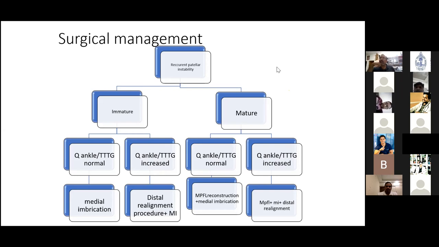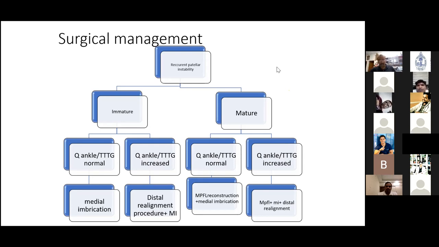Varsha, if the Q angle is more than 20 degrees, you have a patient with recurrent dislocation of the patella. What will you do? We'll medialize the tibial tubercle, sir. Yeah, so you go for a distal realignment procedure, right? So you basically divide it into the proximal realignment procedure and the distal realignment procedure. Once the Q angle is more than 20 degrees, you go for a distal realignment procedure. Usually a Q angle more than 20 means they will have a lateralized tibial tuberosity, so you will do an osteotomy of the tibia and medialize it.